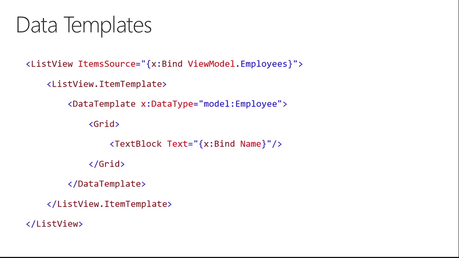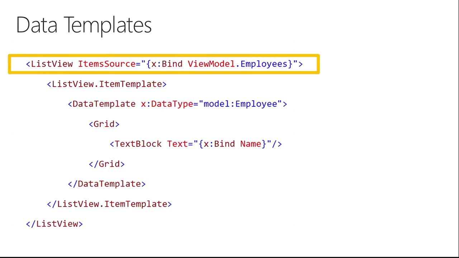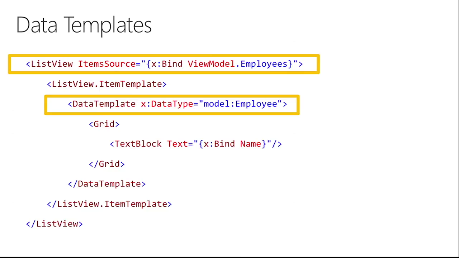But with data templates, you've got to specify the data type on it. So x:DataType is necessary, and if you don't do it, the compiler will tell you that you need to. So you get all the necessary warnings, and it gives you a very clear indication as to what the problem is.